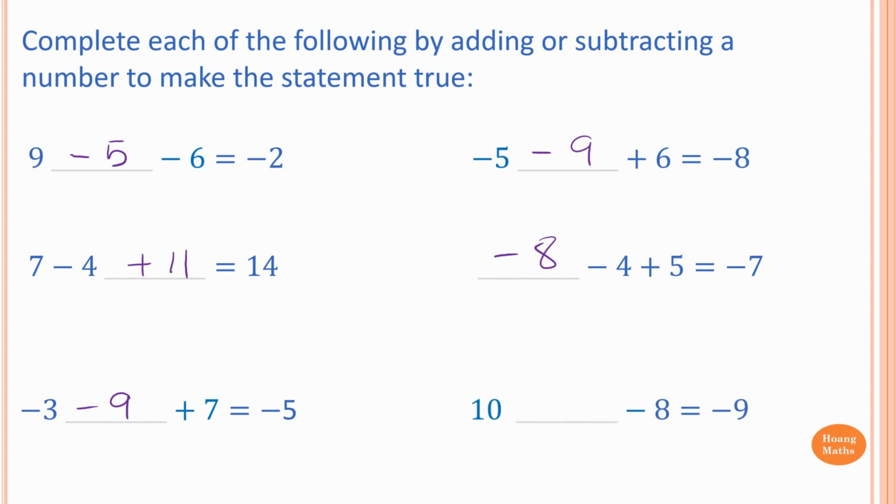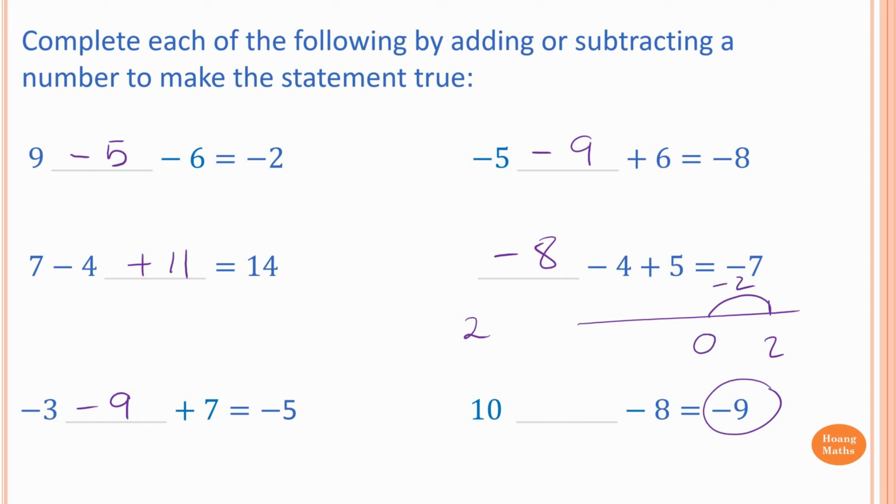Last one. 10 plus or minus a number, -8 is equal to -9. So we clear these two numbers first, which is 10 minus 8, which is 2. So you start at 2 and then you end at -9. So what that means is this. You start from 2 and then you move 2 units to the left, which gives me 0.